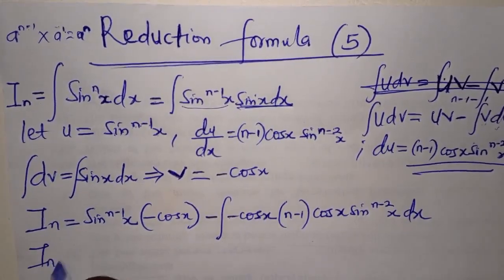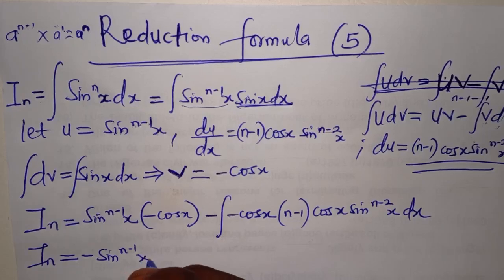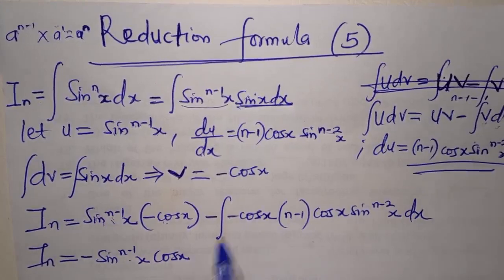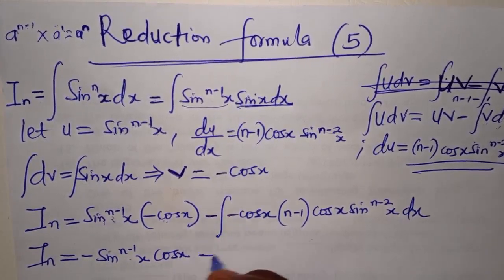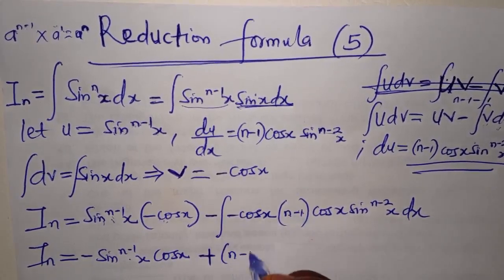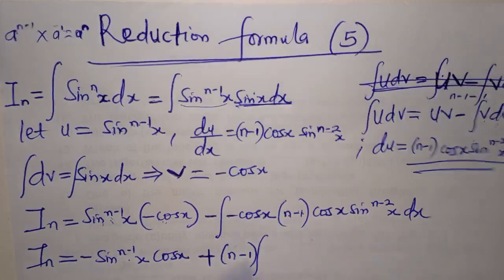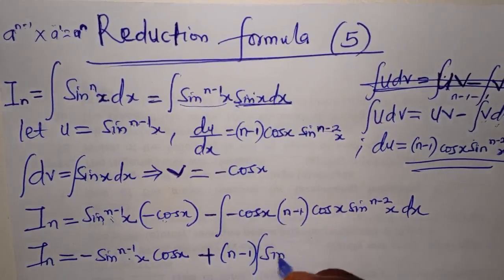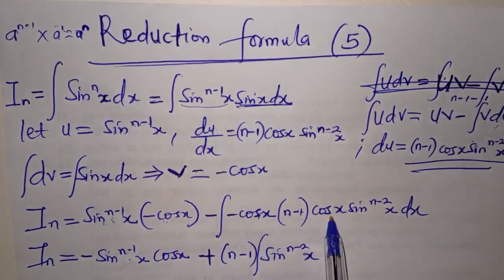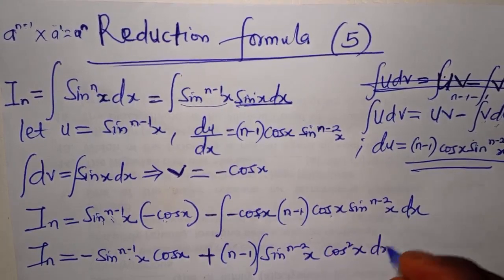So I sub n is equal to minus sine to the n minus 1 x cos x. I've multiplied these two now. The minus will give me a plus. N minus 1 is a constant because we're integrating with respect to x, not n, so we'll bring it out. Then we have cos x times cos x. If I multiply them, I'll get cos squared x into this.